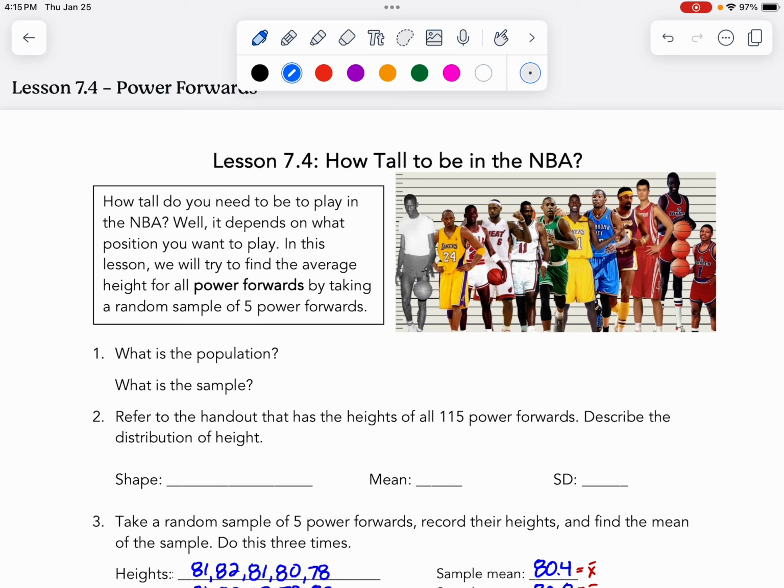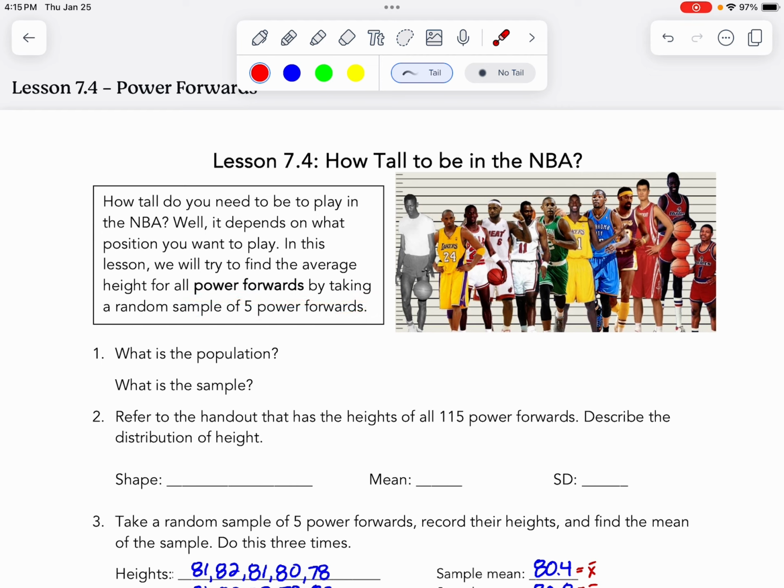So what we're really getting at here is looking at all the power forwards in the NBA and asking how tall are the power forwards in the NBA? Power forwards are taller than point guards and taller than shooting guards, but they're not quite as tall as centers. So we are going to take a random sample of 5 power forwards.